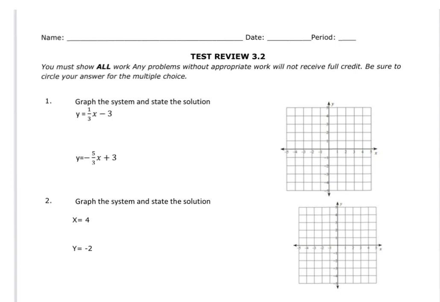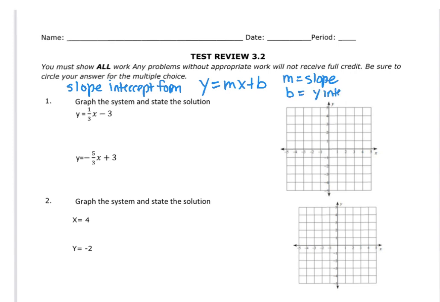Okay, if you want to get started over here, let's just write a couple notes on the top. Write down y equals mx plus b. Okay, that is our slope-intercept form. And anytime we're graphing a line, we want to make sure we're in slope-intercept form. In this form, m is our slope, and b is our y-intercept. Okay, so that's something you should know by now.